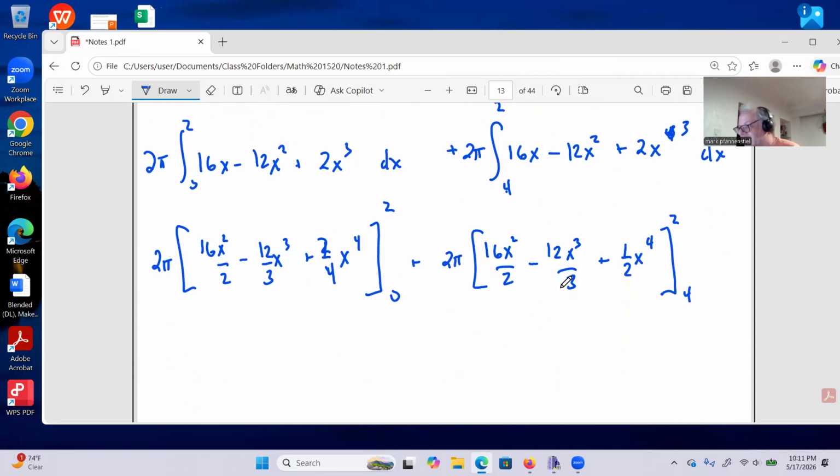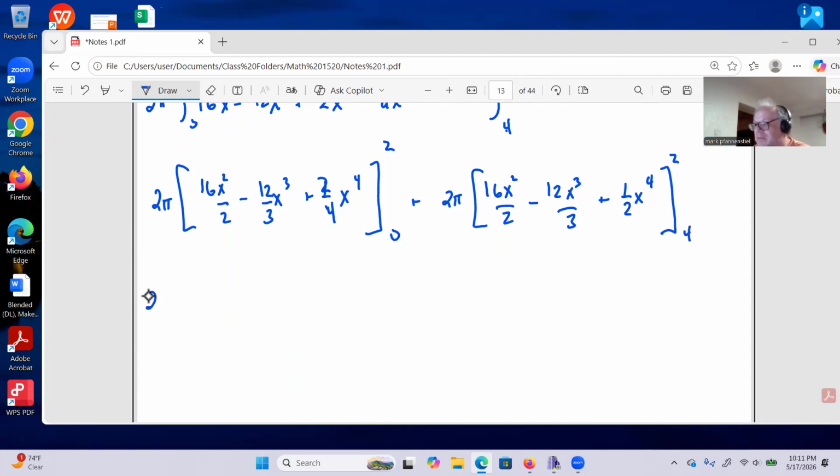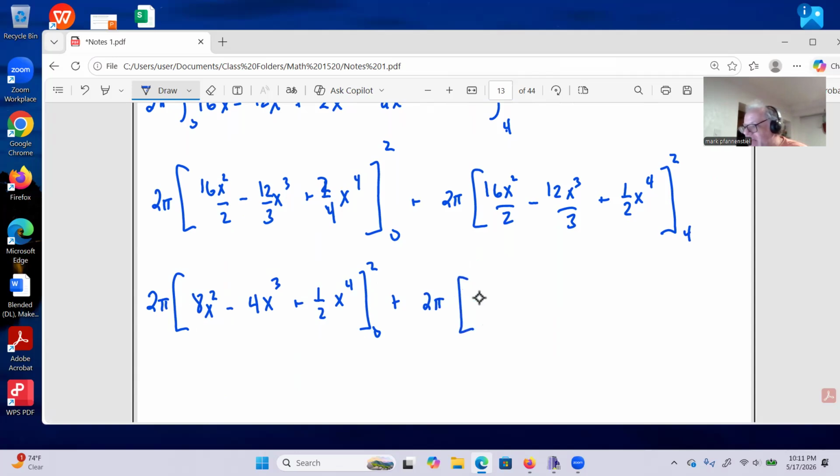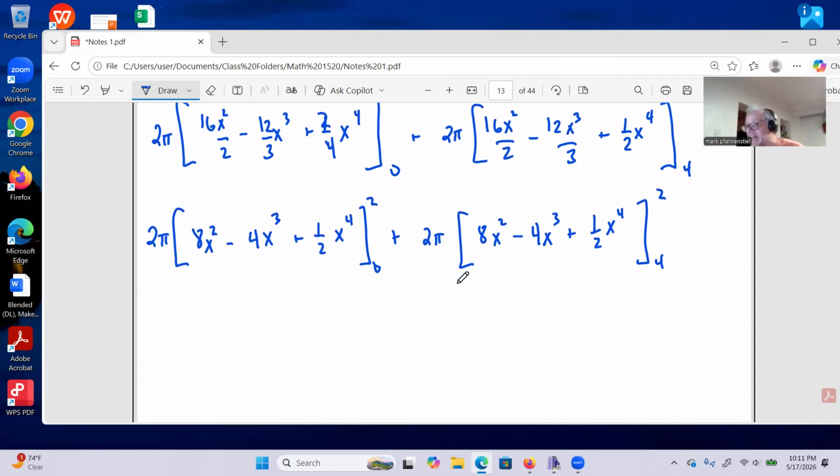Okay, so now we've integrated. I'm going to go ahead and clean this mess up a little bit. So we have our 2π integral, 16 over 2, that's going to be 8x squared, minus 12 over 3 is going to be 4x cubed, plus 1 half, because it's 2 over 4, x to the fourth, going from 0 to 2, plus 2π. Here we have an 8x squared, 16 over 2, minus 12 over 3 is minus 4x cubed, plus 1 half x to the fourth going from 2 to 4. Okay, so it's going backwards.